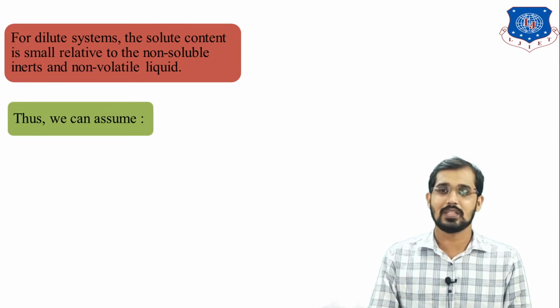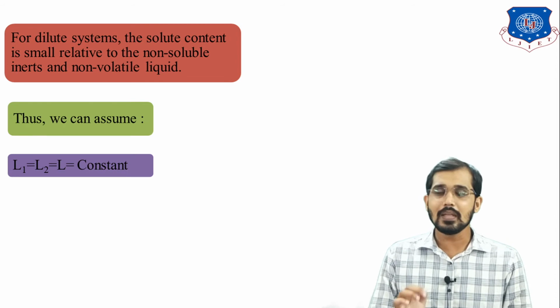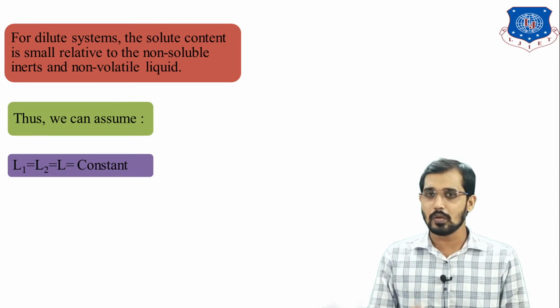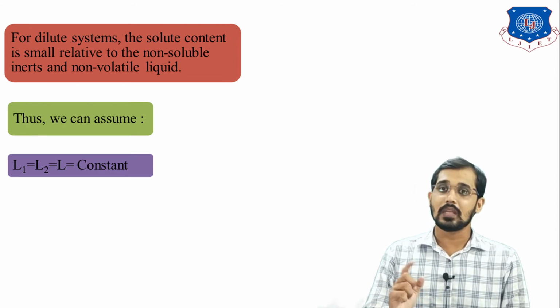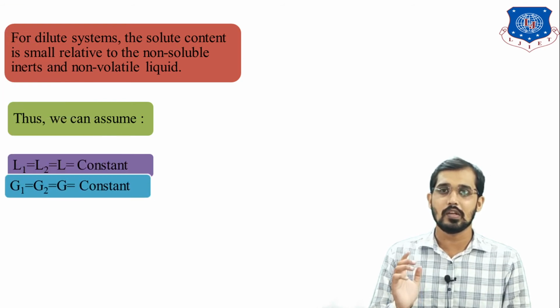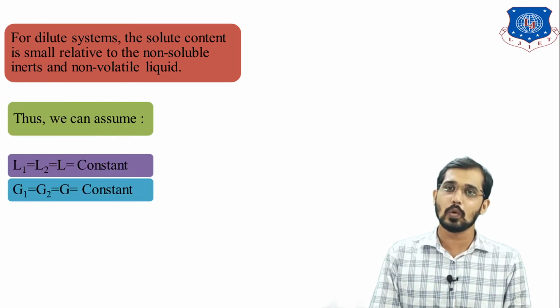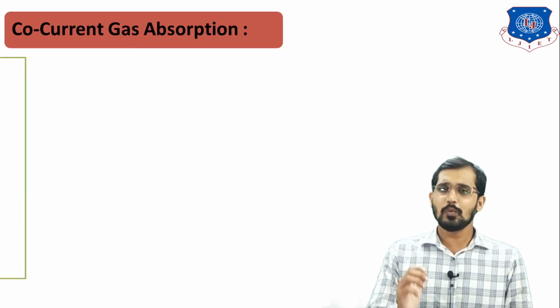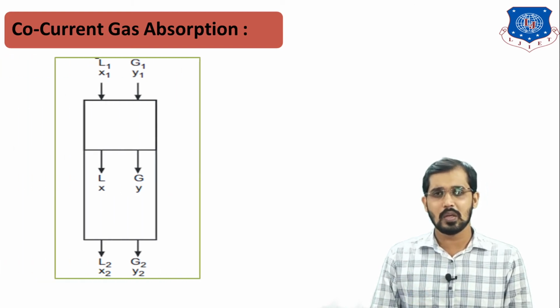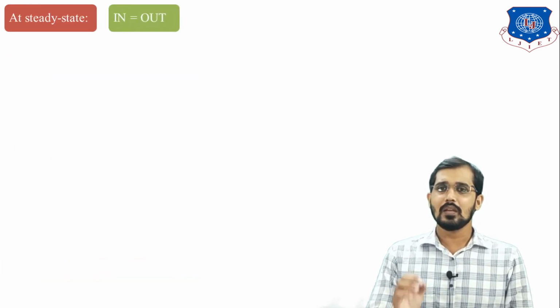So for this system we can assume L1 is equal to L2 is equal to L is equal to constant. Similarly, for gas flow rate, G1 is equal to G2 is equal to G is equal to constant. So just put for the co-current gas absorption now. You can see on the screen at steady state.